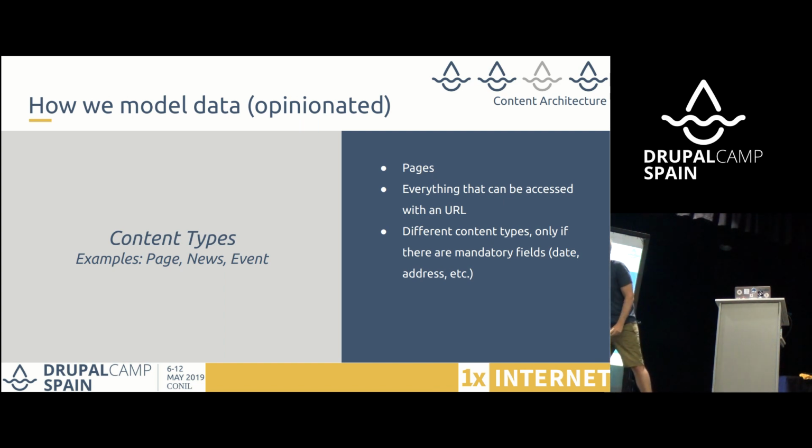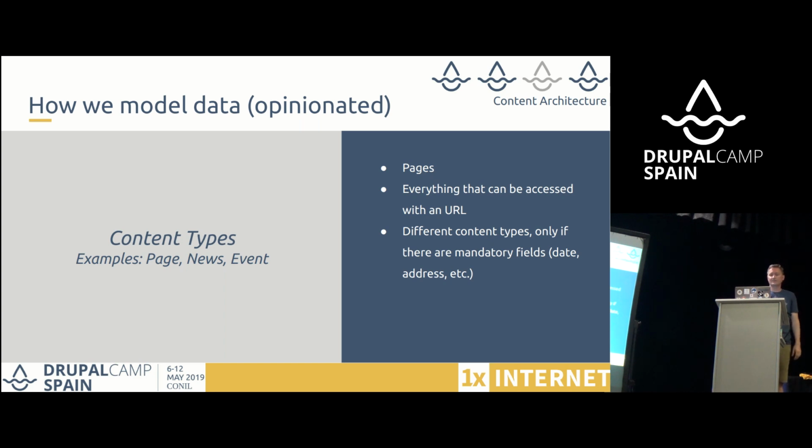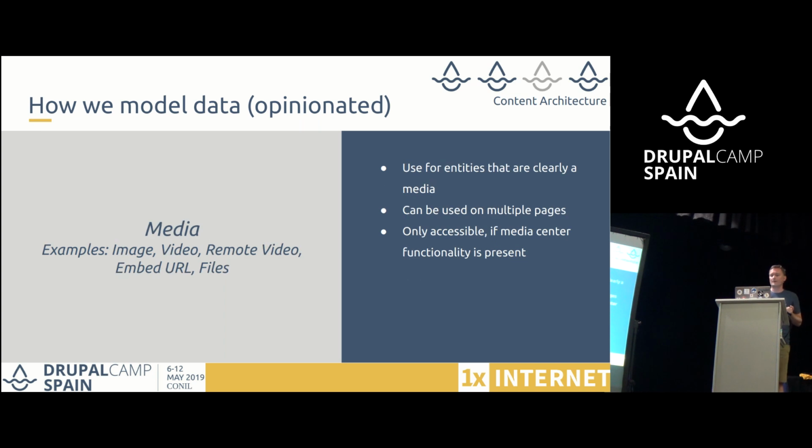But if paragraphs are not enough to cover the difference between two pages, that would make up another content type. A perfect example is news and event, because a news item is a page that has a date, and an event is a page that has a date, a time, and a location. If this is true, then when we do architecture, we define it as a content type. We use media, very strictly, when it is a media. Drupal entities can be used for everything, so you need to have rules for how to build.